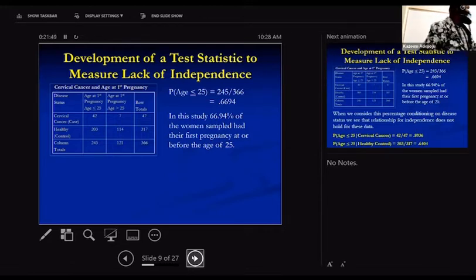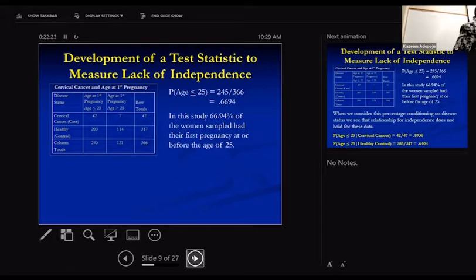Is there anyone who doesn't understand how I found that probability? Is there anyone who doesn't know how I computed the probability of age less than or equal to 25 to be equal to that? Ask a question. You are good, right? Okay, which means if you multiply that by 100, 66.94% of women sampled actually have their first pregnancy at or before the age of 25. This is a marginal probability.